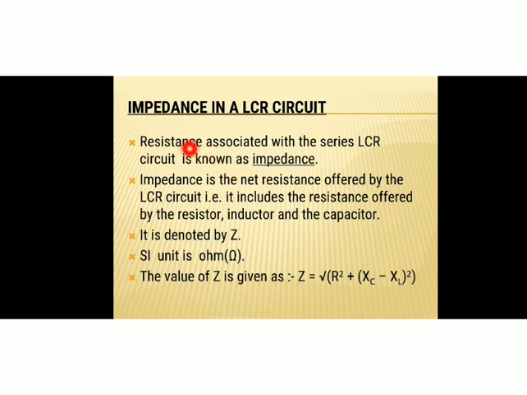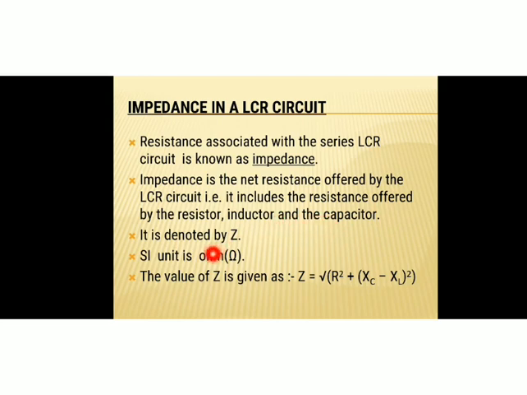So what is impedance? As discussed in our previous session, impedance means resistance. So the impedance of an LCR circuit is the resistance associated with the series LCR circuit. Impedance is the net resistance offered by the LCR circuit. That means it includes the resistance offered by the resistor, inductor and the capacitor. Three circuit components are there in an LCR circuit, and all three will offer some resistance to the flow of current through the circuit. So the net resistance offered by all three circuit components will be the net impedance of an LCR circuit.